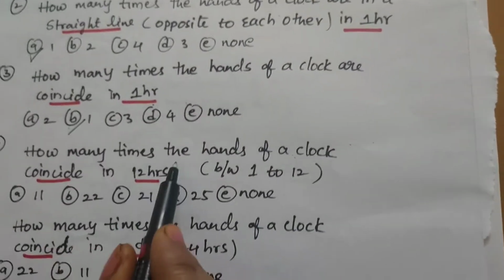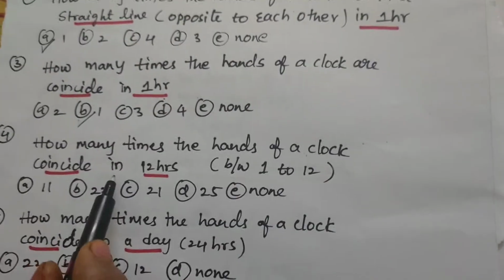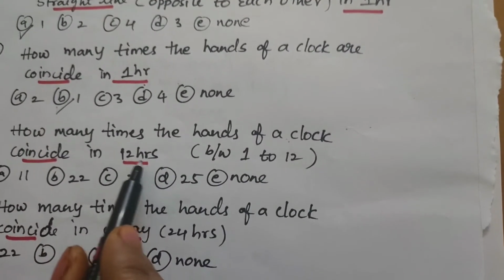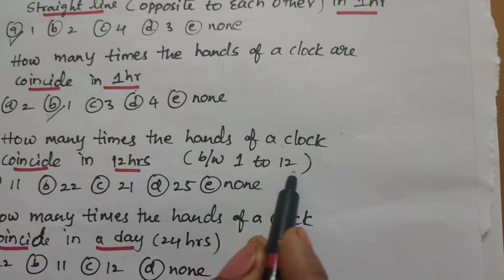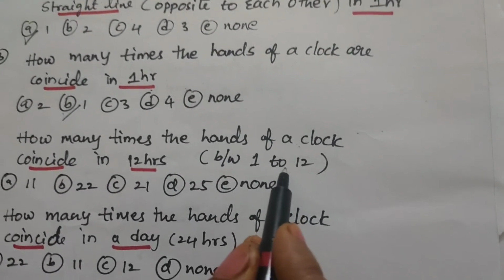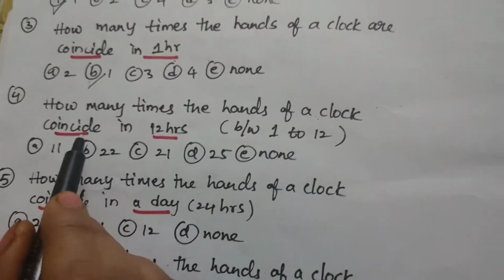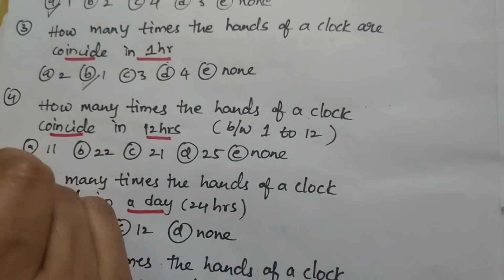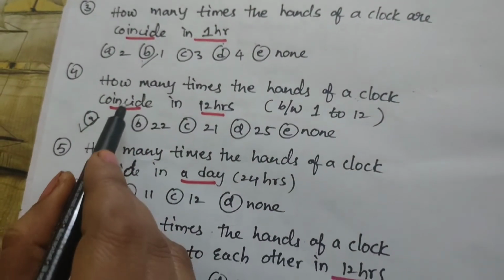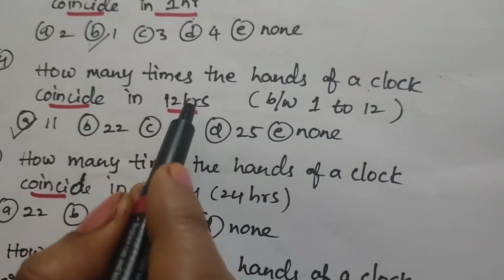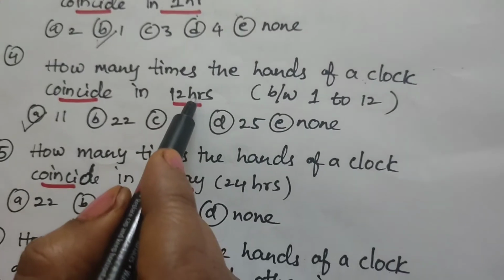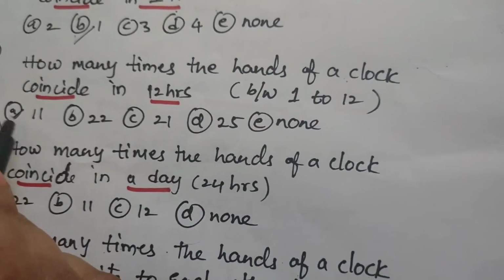How many times do the hands of a clock coincide in 12 hours? In 12 hours, from 1 o'clock to 12 o'clock, we have 11 countable hours. In 1 hour they coincide one time. So in 12 hours we have 11 hours' duration, so they will coincide 11 times.